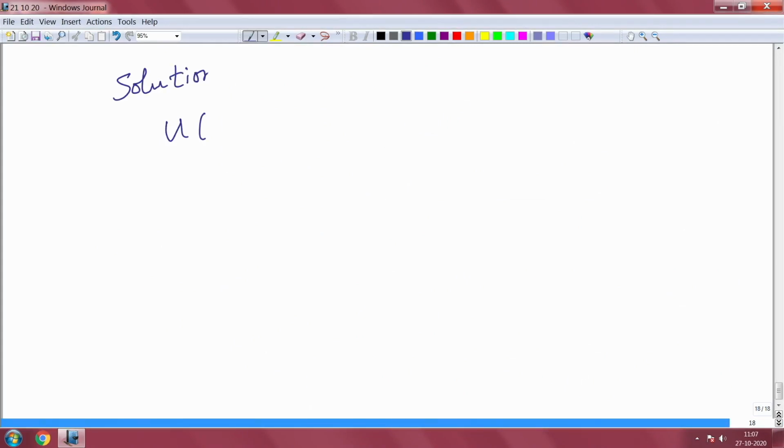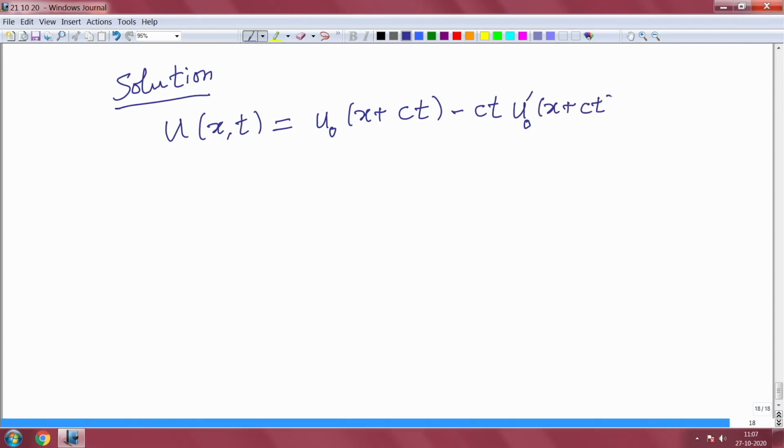I am skipping a few steps; you can easily find them and work out. The solution involves u0 at x plus ct, minus ct times u0 prime, which is the derivative of u0, plus t times u1 at x plus ct.